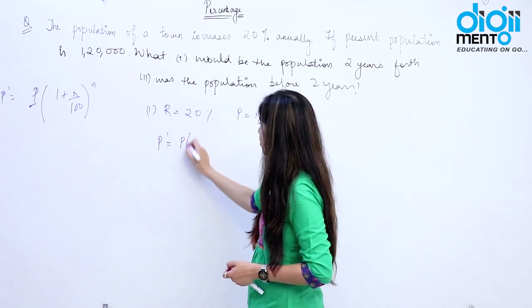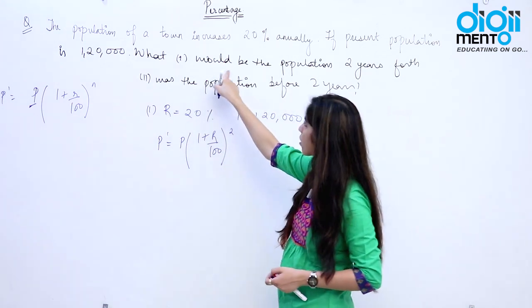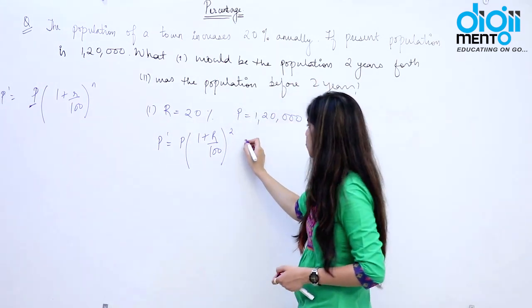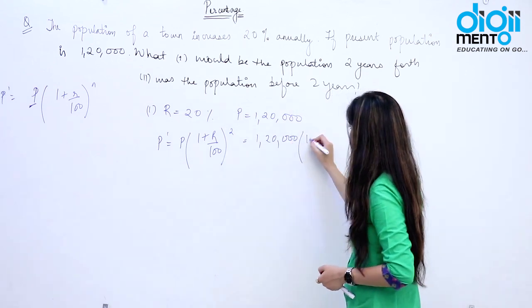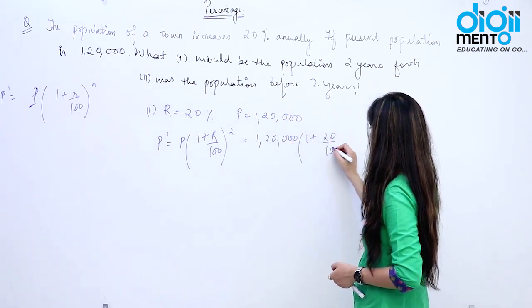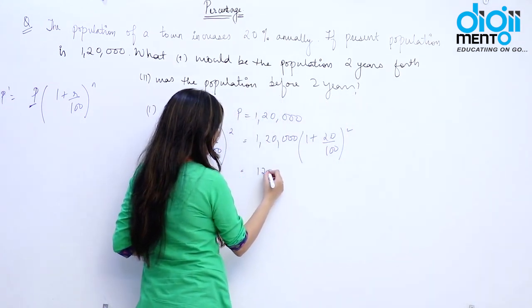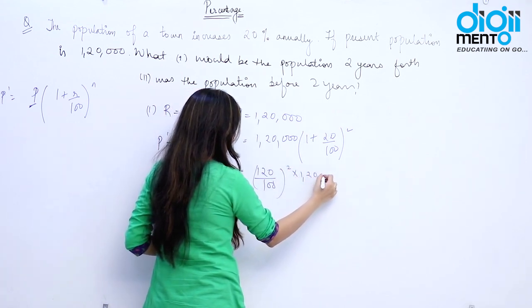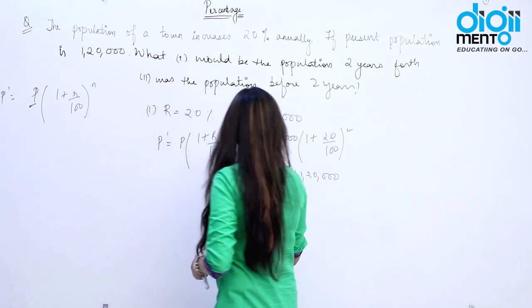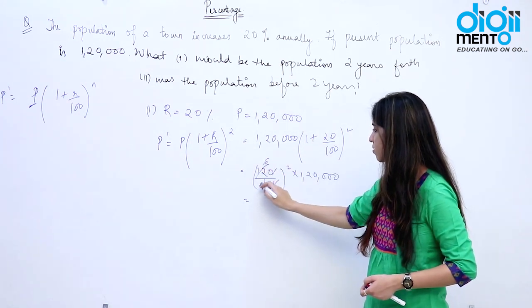It is going to be P into 1 plus R by 100 to the power 2, because they are talking about 2 years, fine. Just putting the values, what are you going to obtain? Right, so you can just solve this. Fine, so if you just solve this, you can get the answer.